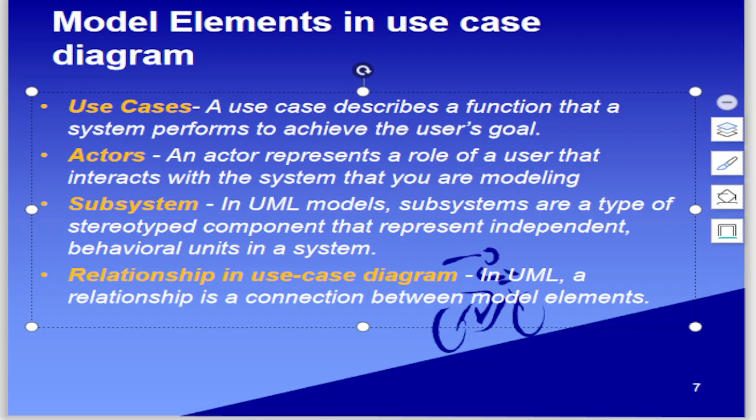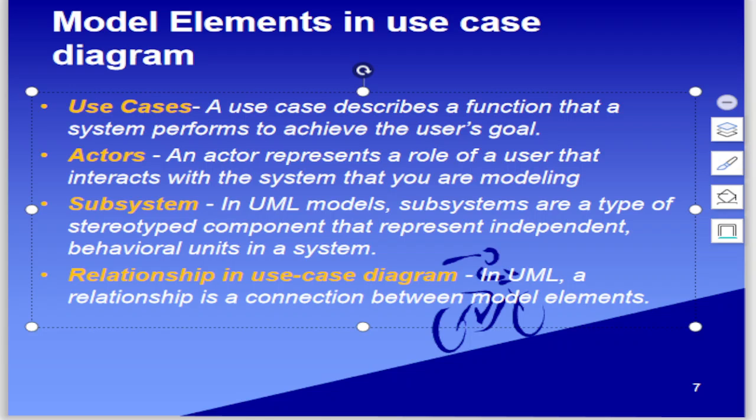The user can be a human user, an organization, a machine, or another external system. Then the next one is subsystem. In a UML model, subsystems are a type of stereotype component that represent independent behavioral units in a system. Subsystems are used in class, component, and use case diagrams to represent large-scale components in the system that you are modeling.